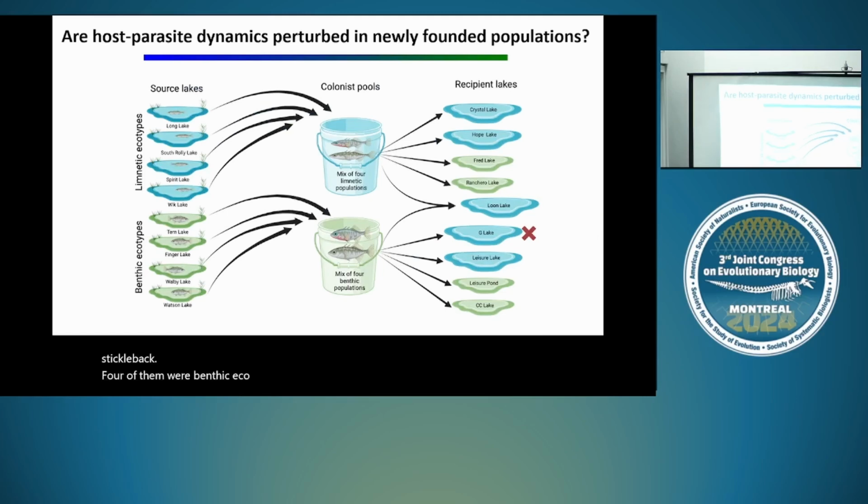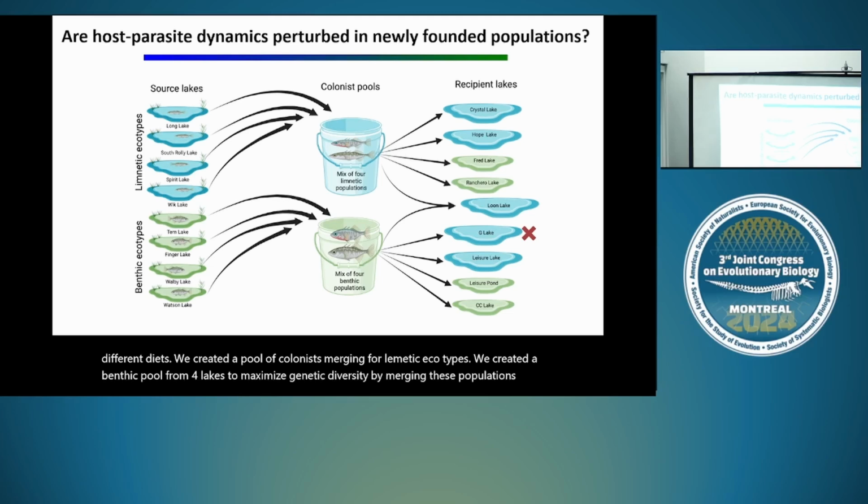Four of them were limnetic ecotypes adapted to different diets. We created a pool of colonists merging four limnetic ecotypes. We created a benthic pool from four lakes to maximize genetic diversity by merging these populations. We then distributed these in a factorial design, putting limnetic colonists into limnetic lakes or benthic lakes, defined by the size of the lake that we're adding them to.